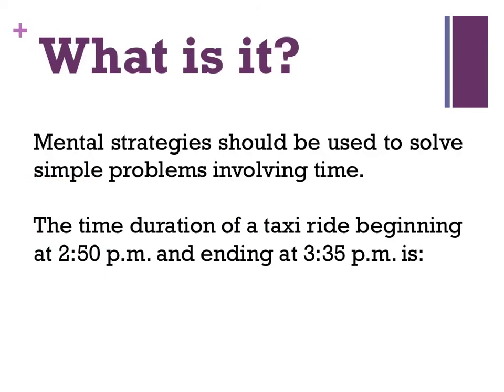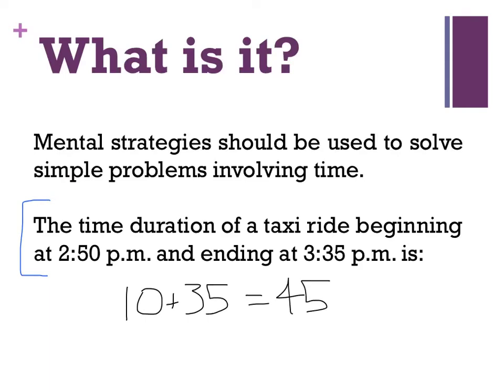Another idea is the time duration of a taxi ride beginning at 2:50 to 3:35. How I would do this, I'd say, how many minutes are there between 2:50 and the closest hour? Well, that's 10 minutes till 3 o'clock. Cool. Now I'm at 3 o'clock. How many minutes is there between 3 o'clock and 3:35? Oh, it's easy. 35 minutes. So the total duration of this taxi ride is 45 minutes.